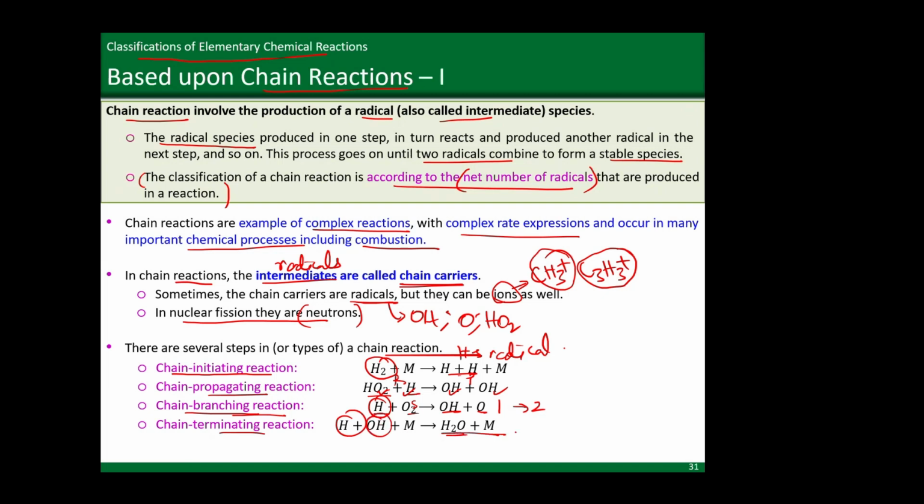And you can see that there is no radical on the product side. So this is going from something like two radicals to zero. So that's the end of the chain reaction. So these are the four different types of chain reaction. We'll talk about each one of them in more detail with more examples.